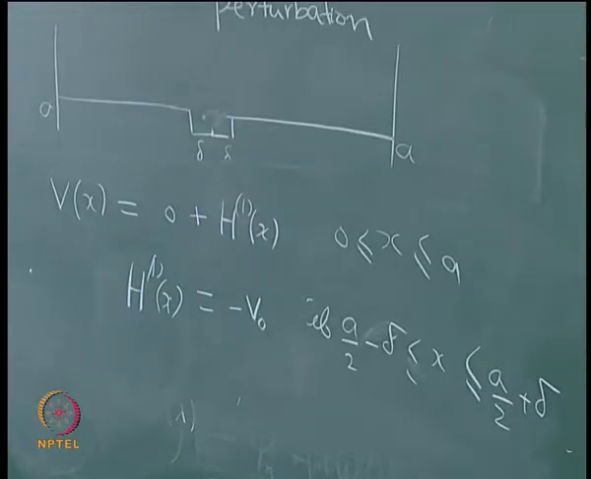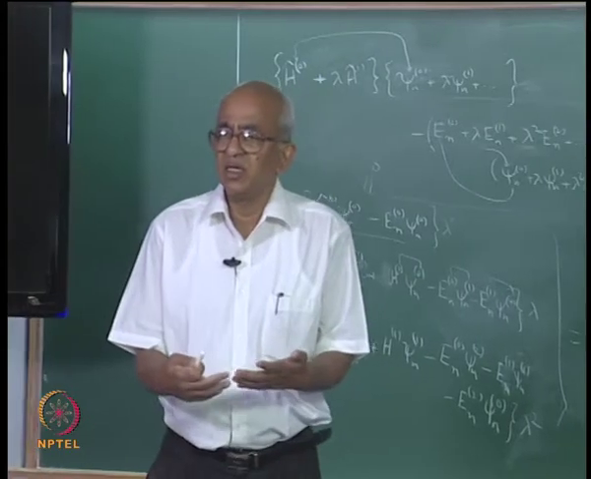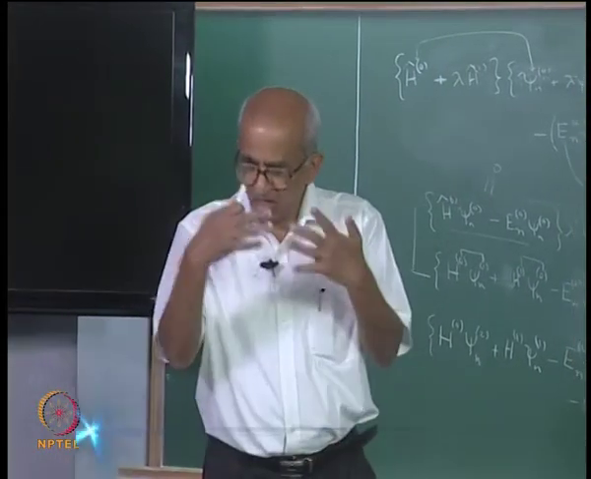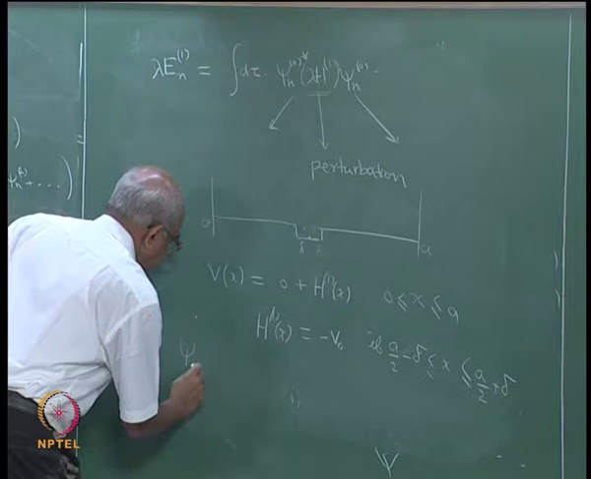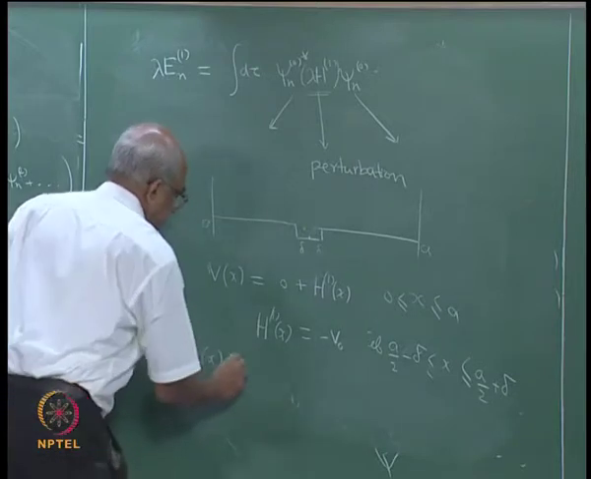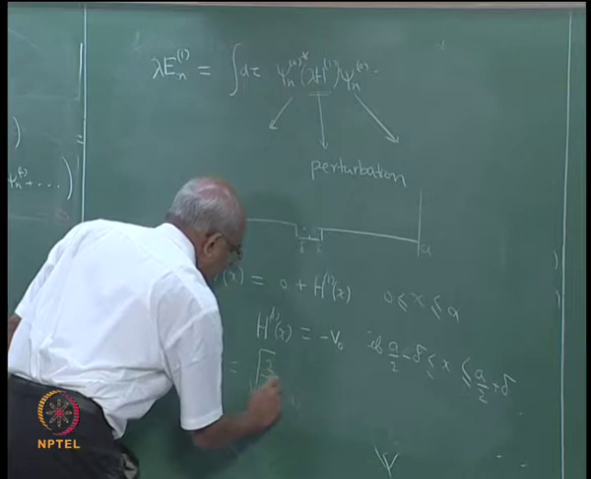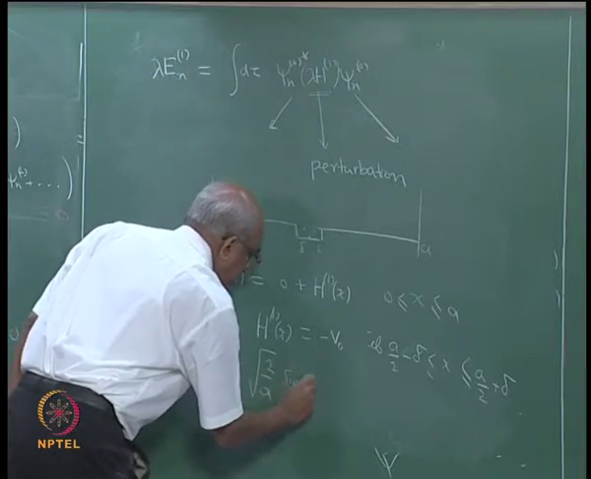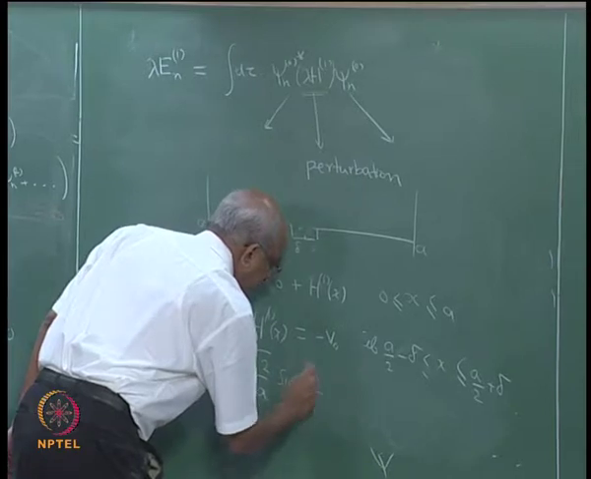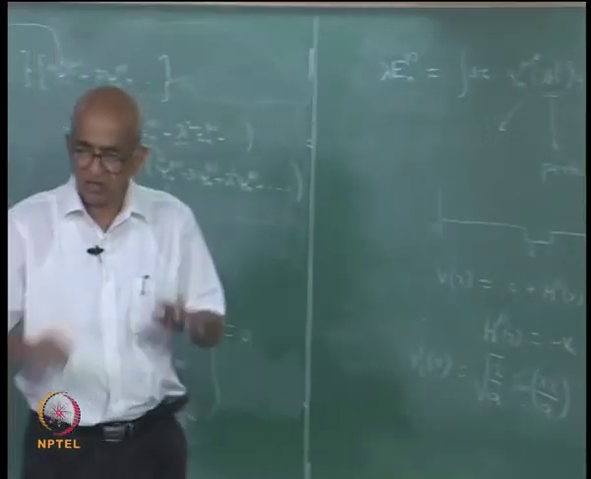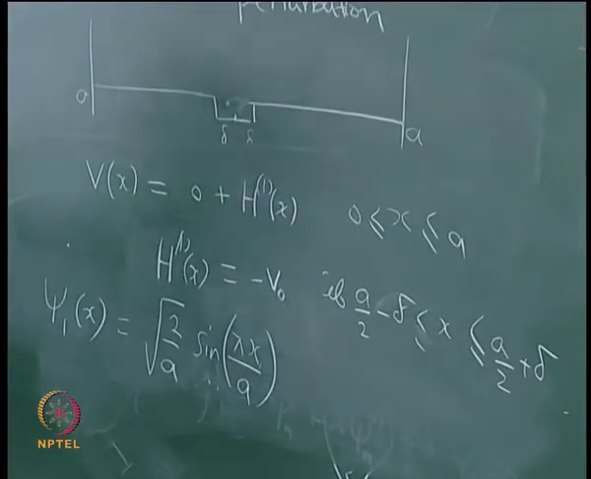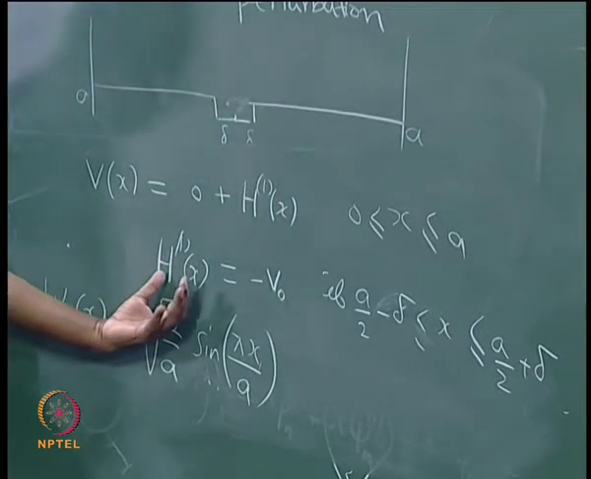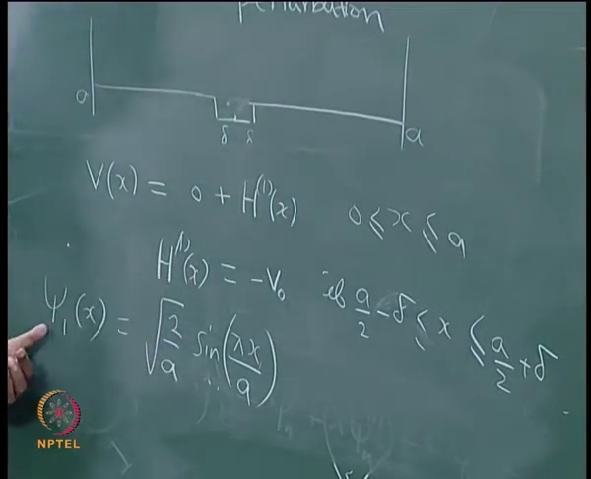Correct. So, therefore, if you wanted to calculate the first order correction to the energy of the lowest possible state, psi 1 of x will be equal to square root of 2 by A sin pi x divided by A. This is the eigenfunction for the lowest possible state for a particle in a box. So, what you will have to do is calculate the expectation value of this H1 using that psi 1, right.